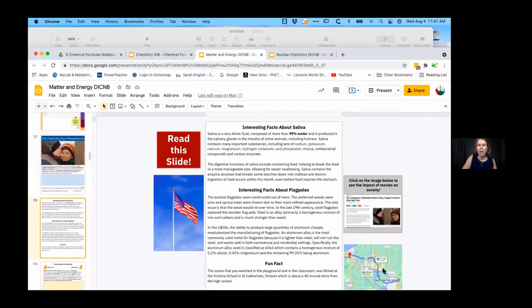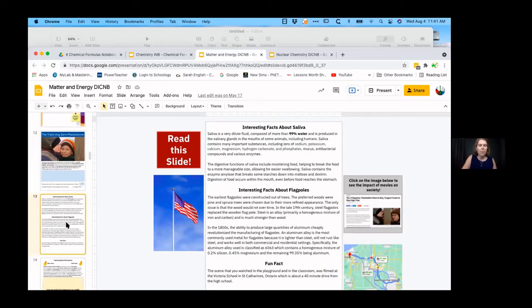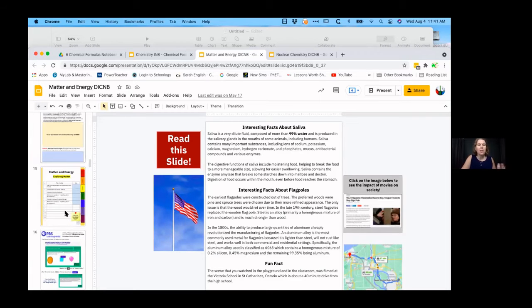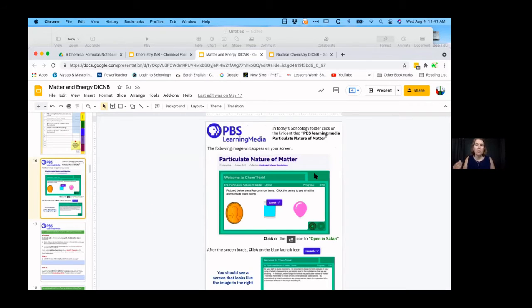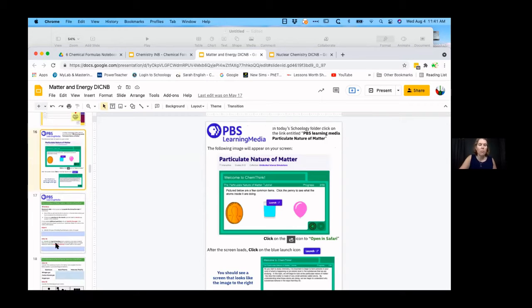So I showed them a little map of us traveling from Sweet Home over to St. Catharines. But this is a notebook that focuses on using that initial model and then bringing up a final model at the end. This is where I brought in the PBS learning media, which went over the particulate nature of matter. So that got to embed that in.